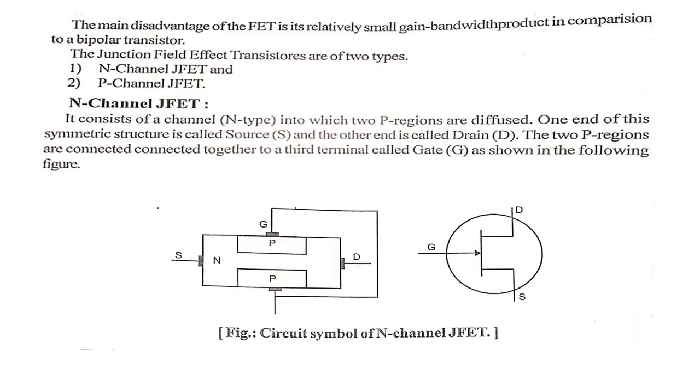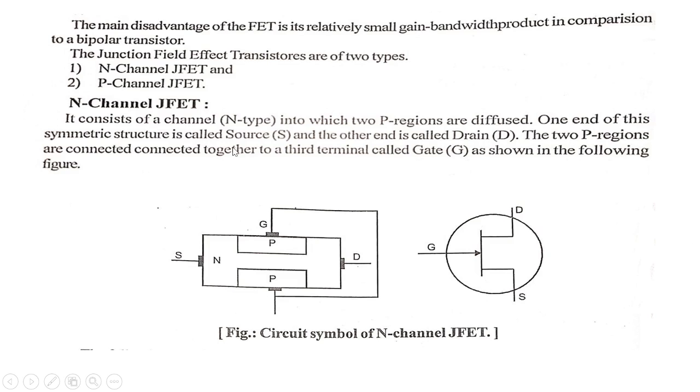Now the main disadvantage of the FET is its relatively small gain bandwidth product in comparison to a bipolar transistor. The junction field effect transistors are of two types, N channel JFET and P channel JFET. Now see in the figure, that is an N channel JFET.